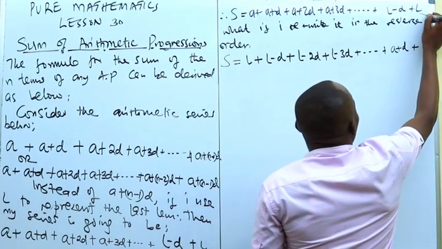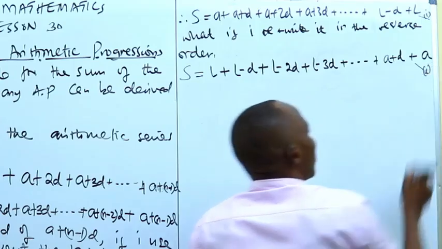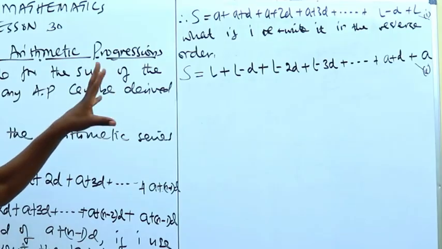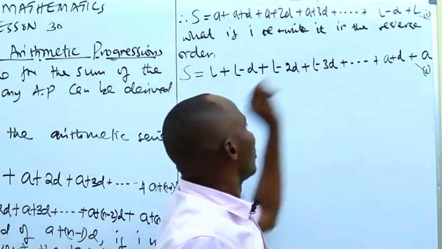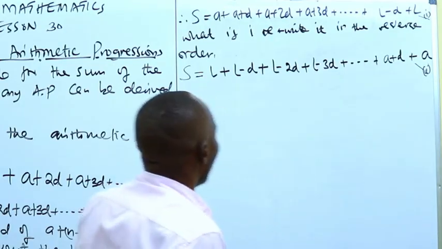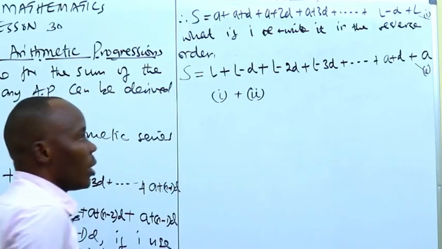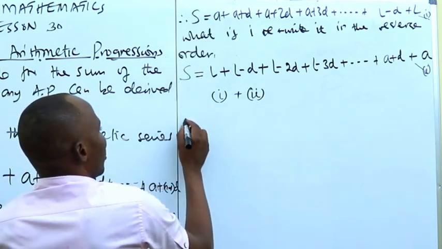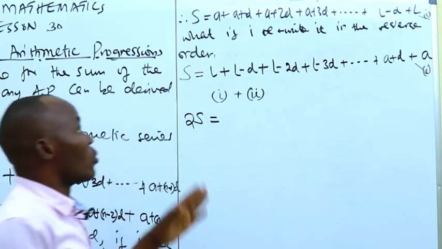If I call this one here equation 1, I will call this one equation 2. I have two equations, both in S, the sum of these ones, and writing them in reverse order. Now, I can add equation 1 and equation 2. If I add S to S, I'll get 2S is equal to, now there is something you're going to see, some magic is going to come in.